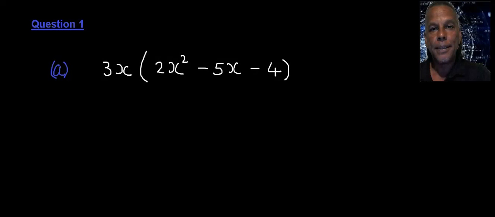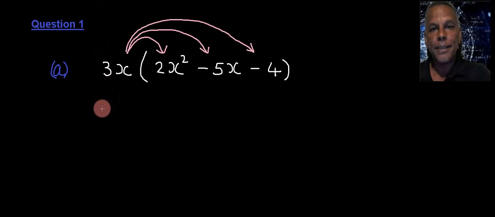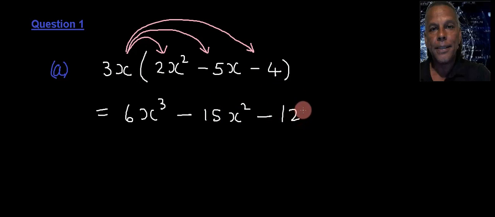So we simply multiply the 3x into the brackets. And of course, we have 3x times 2x squared is 6x cubed. Then we have a minus. 3x times 5x is 15x squared. Then another minus. And 3x times 4 is 12x.